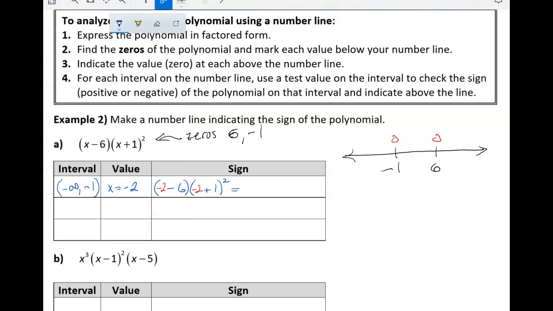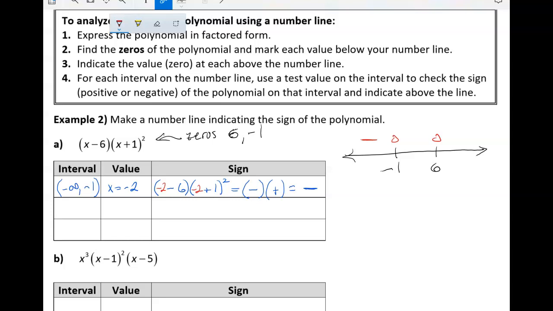So what I can see is that -2 minus 6 will be a negative number. -2 plus 1 is a negative number, but then we square it, and it's going to be positive. So overall, that gives us a negative number. So above the number line, I'm going to indicate that for that interval, the value of the polynomial will be negative. Now, it doesn't matter what test value on the interval you pick, it's going to give you the same result. Not the same numerical result, but the same qualitative result, negative.